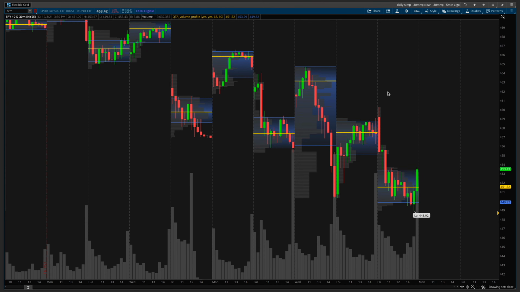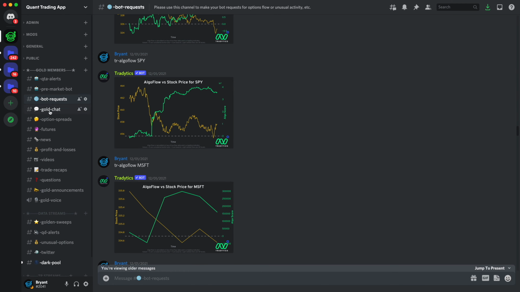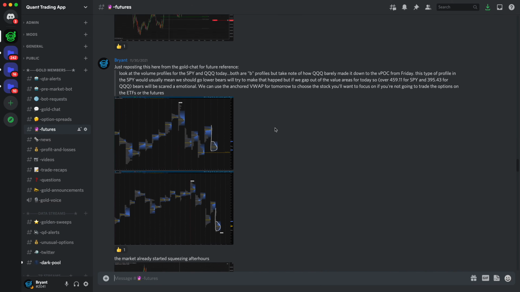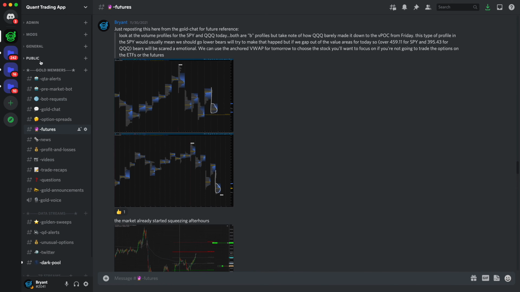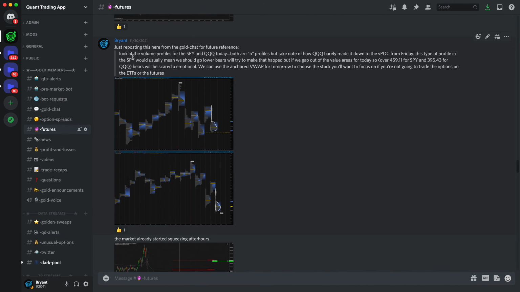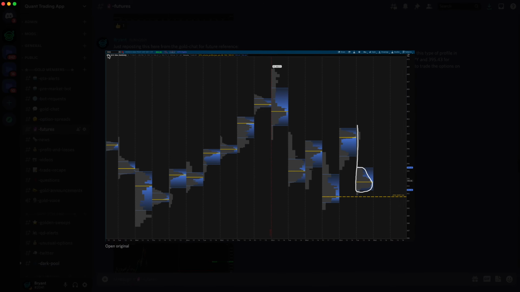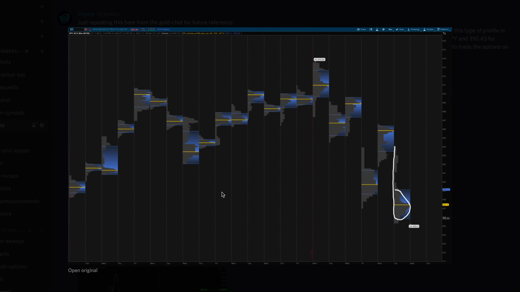So if we just swipe over to the Discord real quick, and we jump to the futures tab, I believe right here. I actually posted it in the public section, which was a freebie for everyone in there. What you guys are seeing is from the premium section for the gold members. But this right here, this is what the profile looked like. So this was the Qs and this was the SPY.